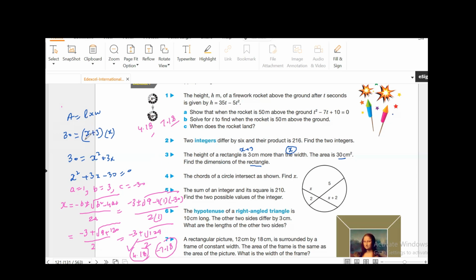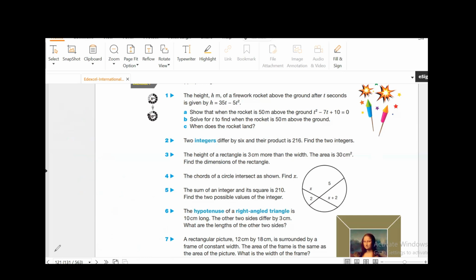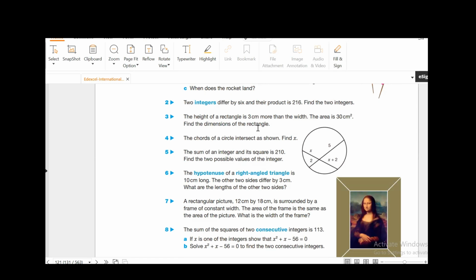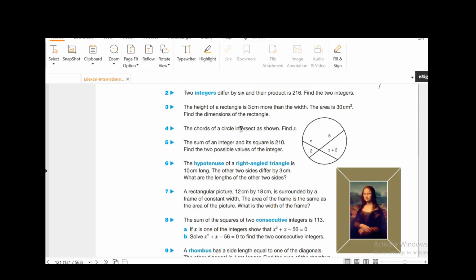Next is a kind of different question, but we will try. It's a circular shape, and in this shape, as you can see, two chords are intersecting each other. And remember that when two chords are intersecting each other, we have one theorem to apply. It says x(x plus 2) is equal to the product of the other two sides, like 2 into 5. So when two chords intersect each other, we can use this concept.